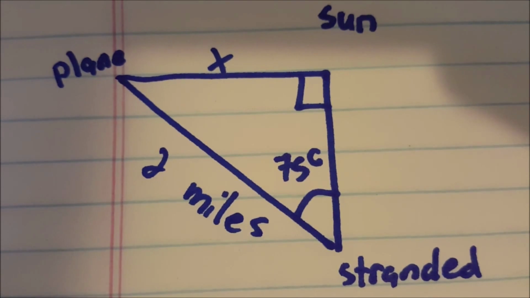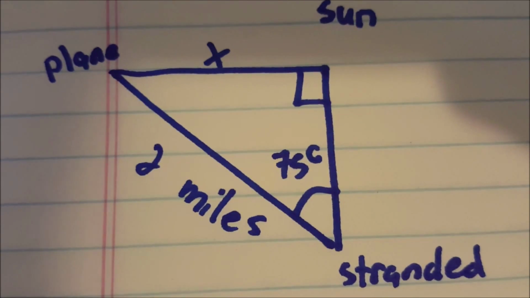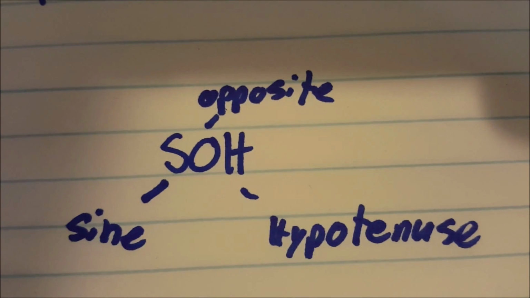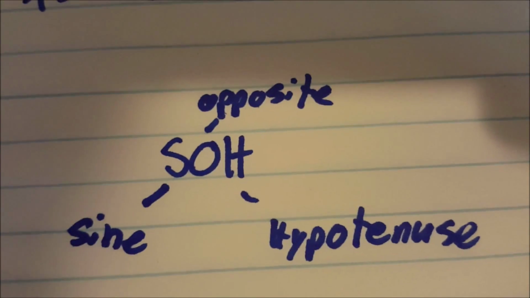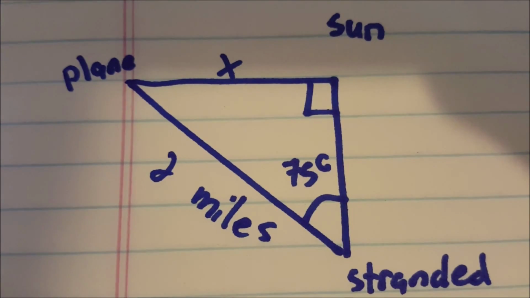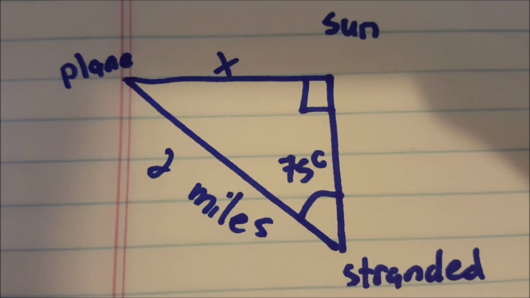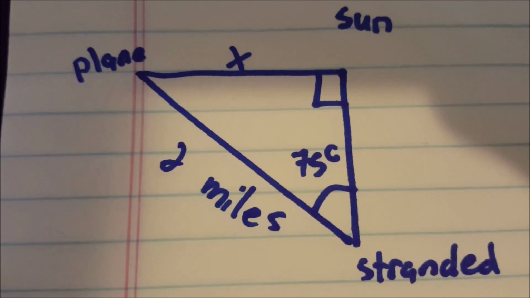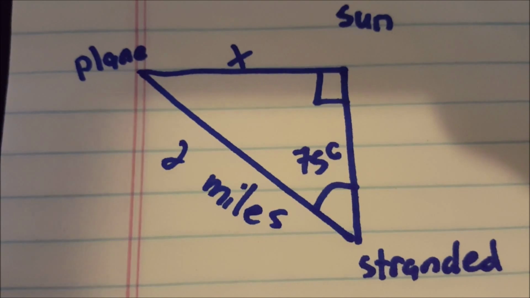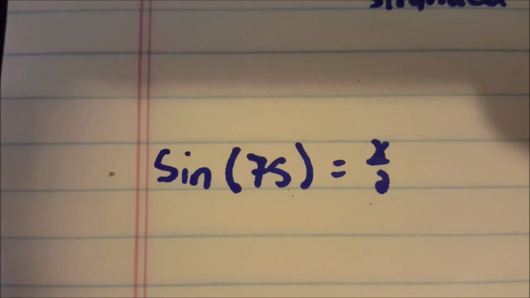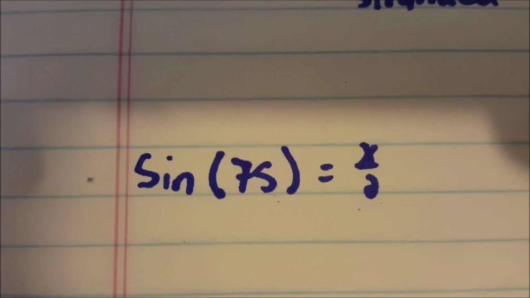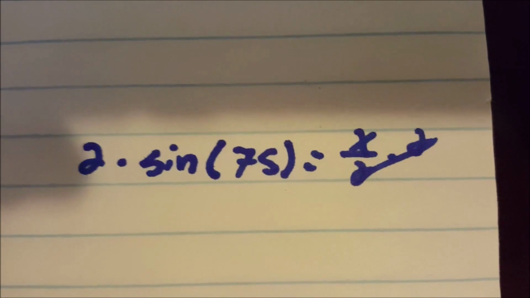We are trying to figure out how far the plane has to travel to get exactly over the heads of this strand of people. To figure that out, we have to use sine. Sine is opposite over hypotenuse. The distance opposite of the angle is x, and the hypotenuse of this triangle is 2 miles. So if we plug it in, it would be sine of 75 equals x over 2.